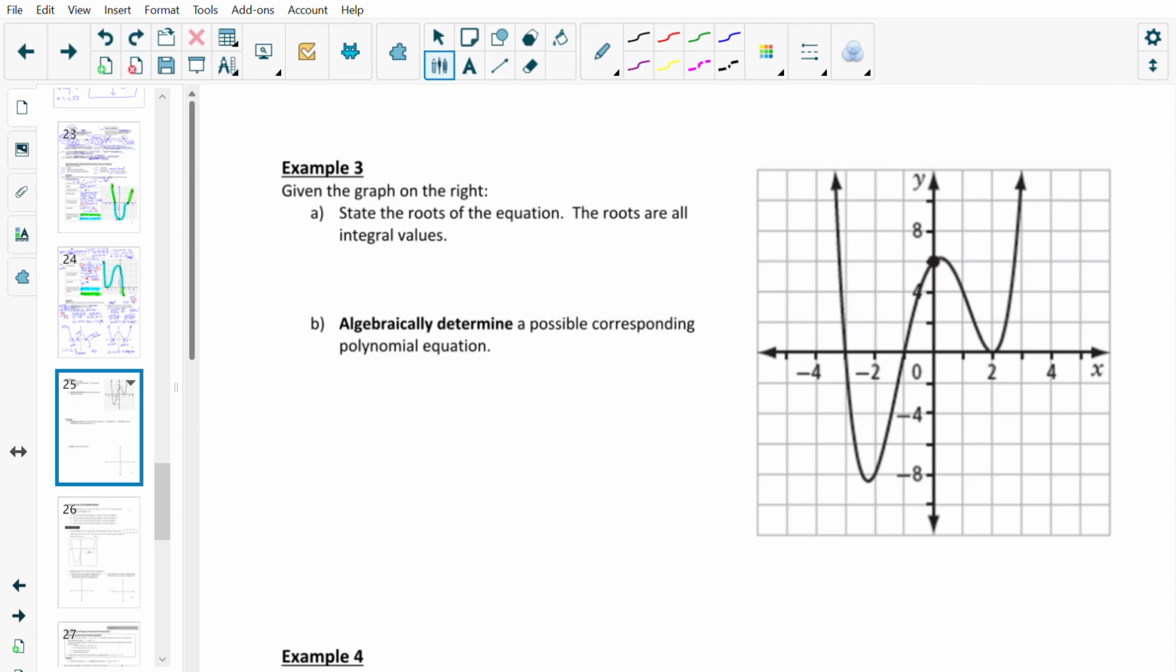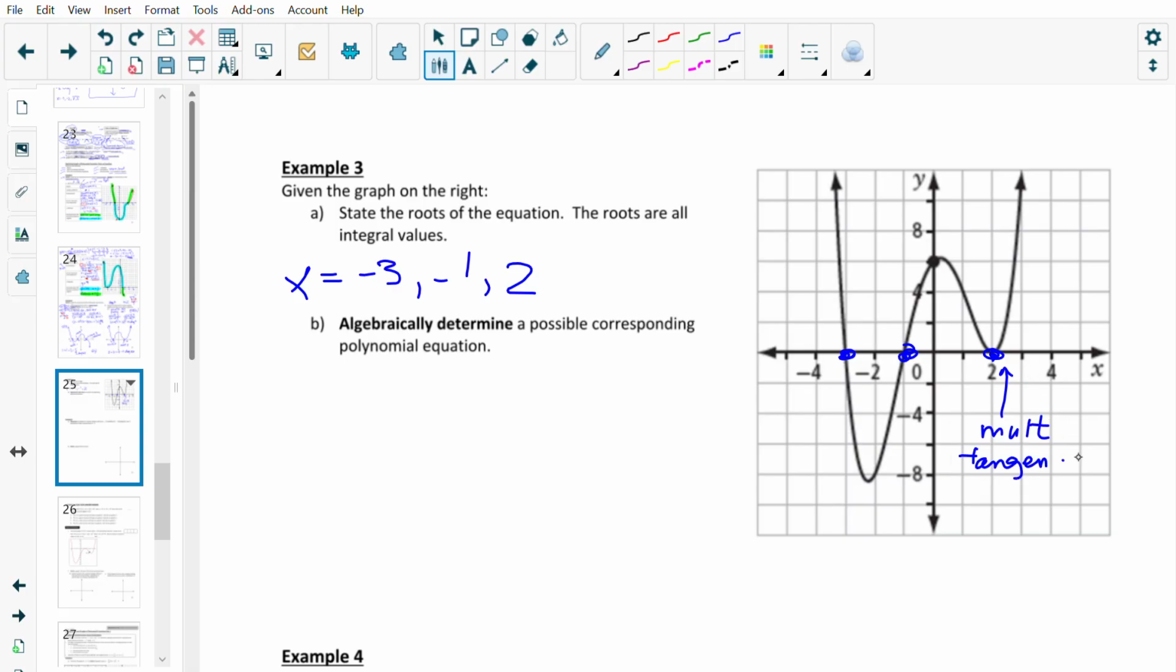Almost there. Example 3. Given the graph on the right, state the roots of the equation. The roots are all integral values. X equals -3, -1, and 2. Algebraically determine a possible corresponding polynomial function.